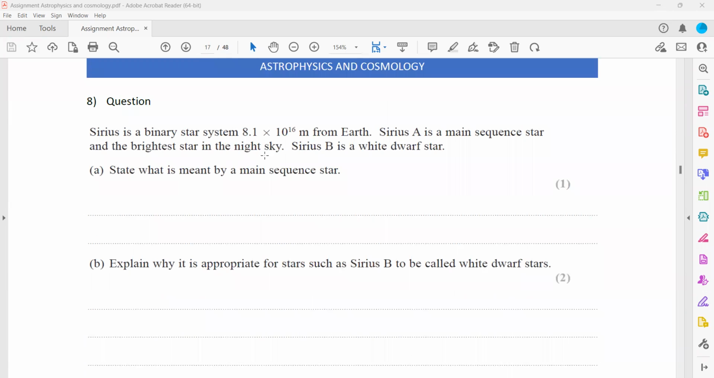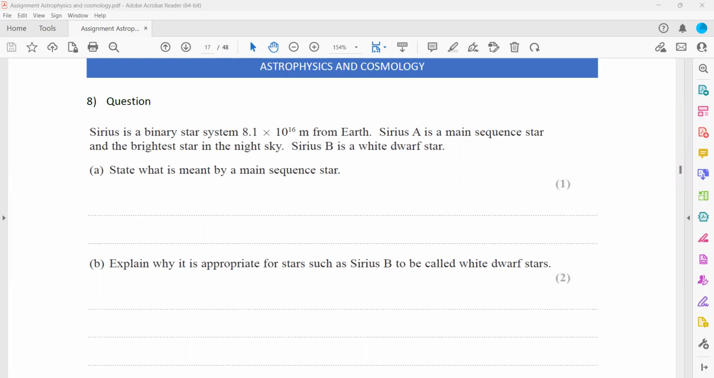In question 8, we have Sirius, a binary star system, 8.1 × 10^16 meters from the Earth. It's a main sequence star, and it is the brightest star in the night sky. Then we have Sirius B, which is a white dwarf. What is meant by the term main sequence star?